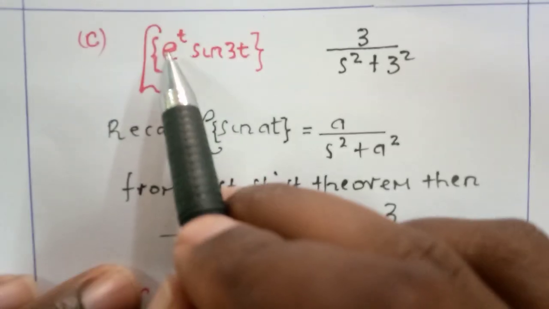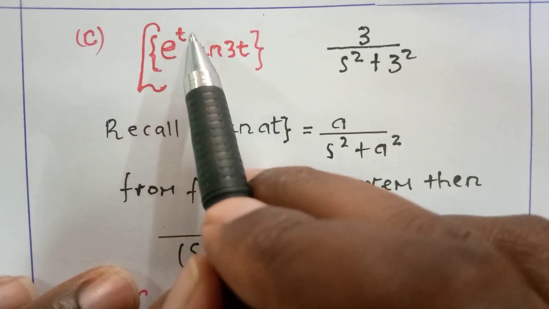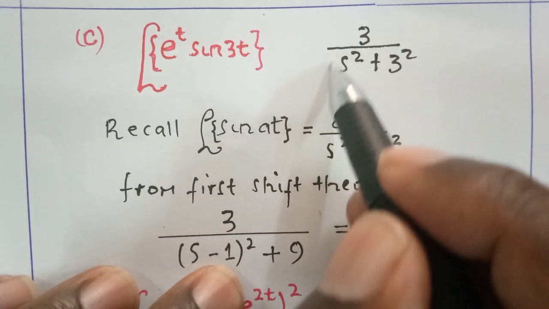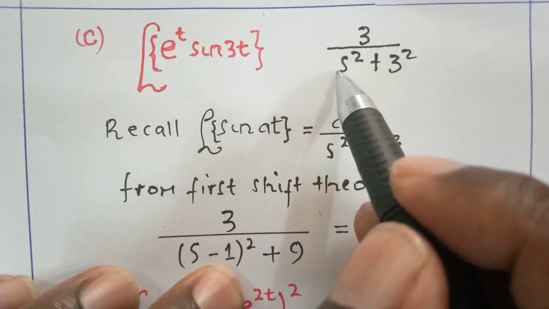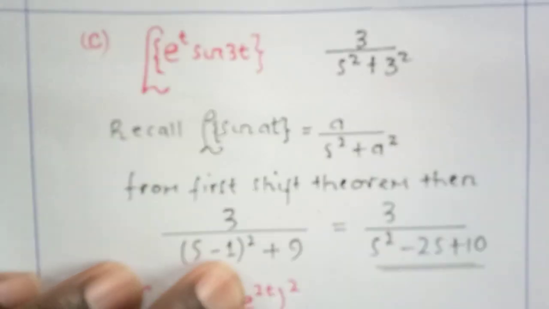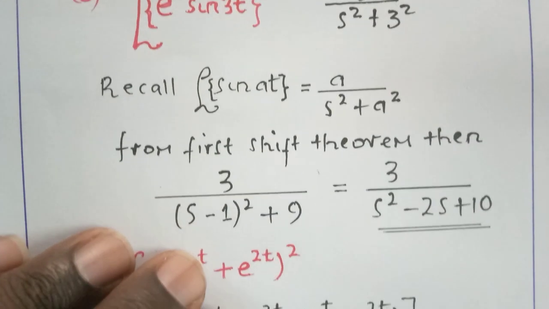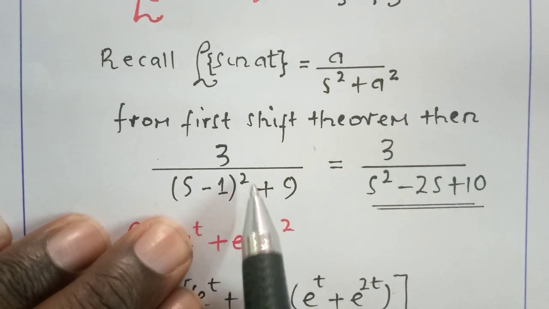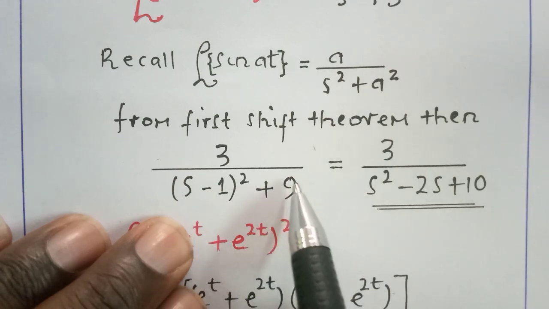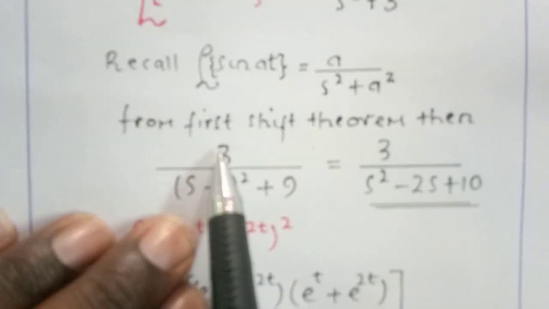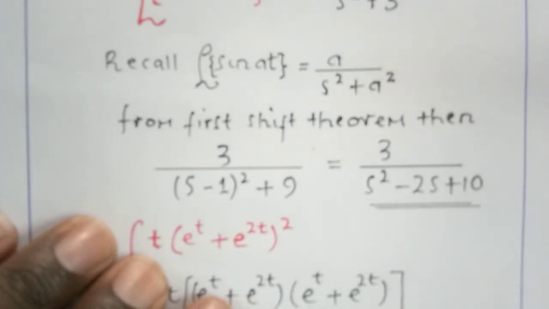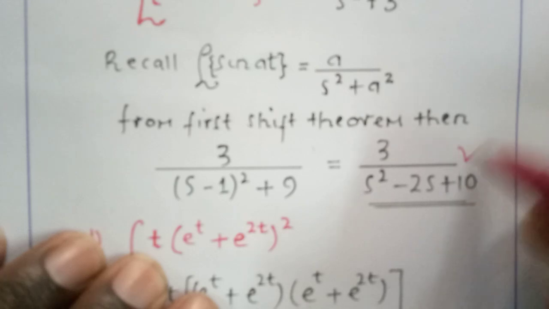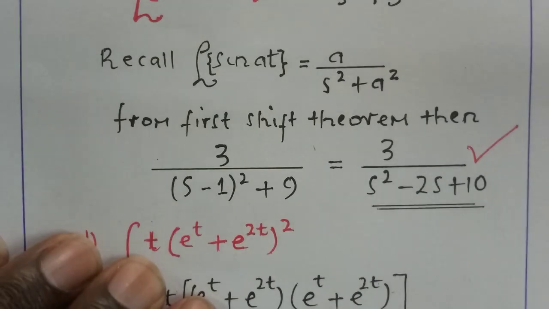But now when we multiply it by e raised to t, we use the shift theorem, whereby in this s we'll have s minus 1. And this is demonstrated by our answer here. So we shall have s minus 1, squared, plus 9, as we have done there. Then we have 3 here. So finally our answer is going to be this. When we expand that, we get that. So that is our solution for that problem.